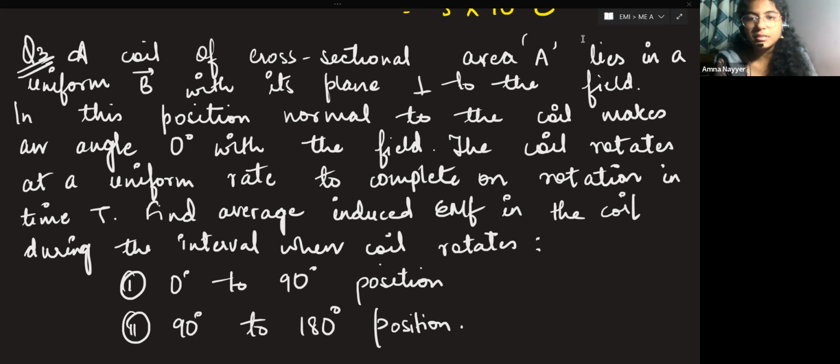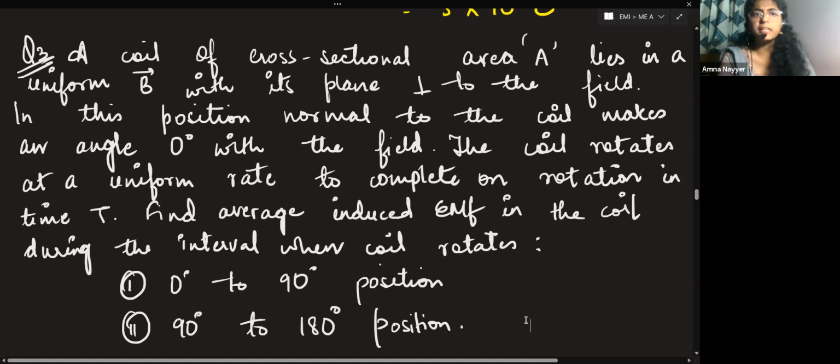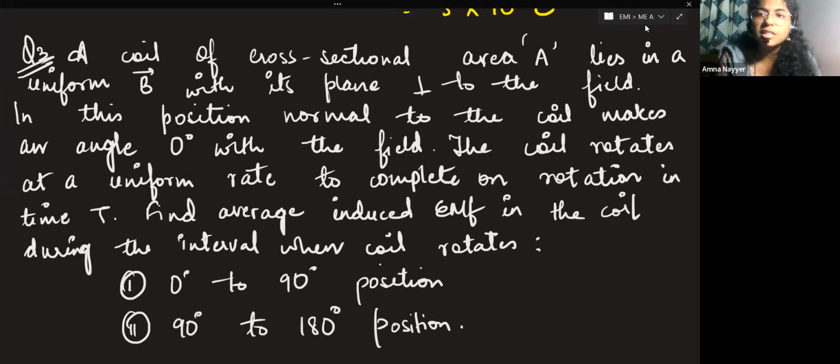So did you try the question? Any answers by anyone? See what is meant by the question. It says a coil of cross-sectional area A lies in a uniform magnetic field, which is B, with its plane perpendicular to the field.